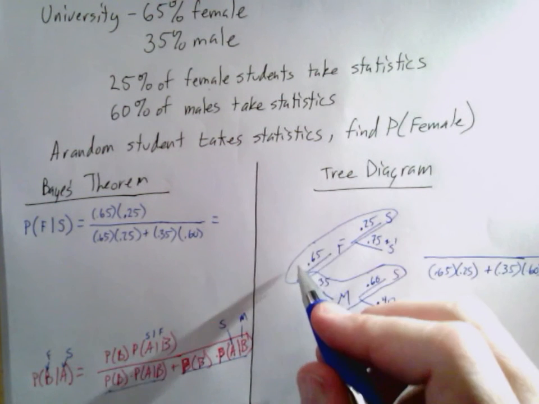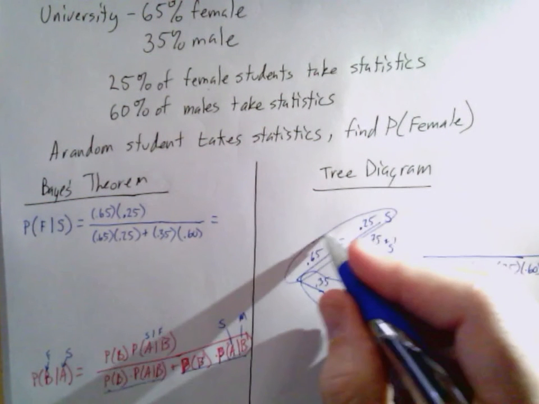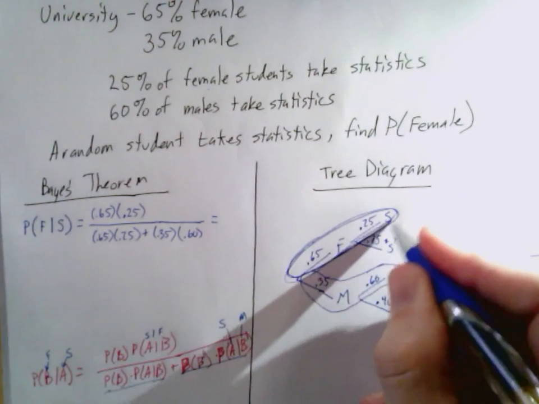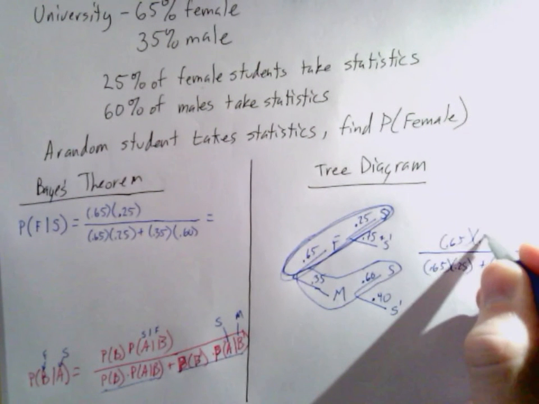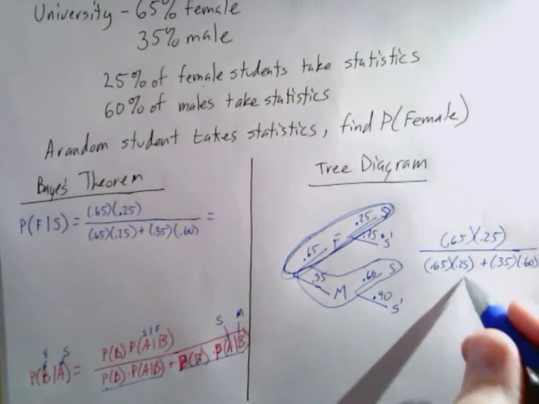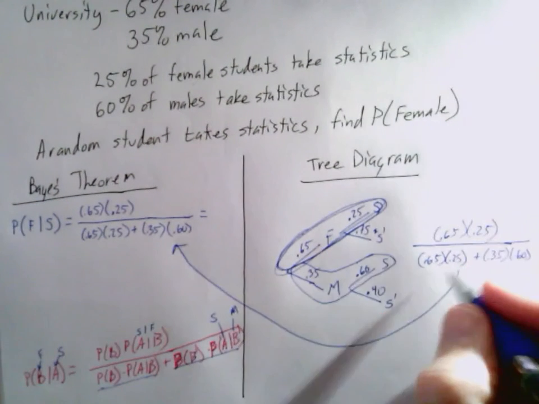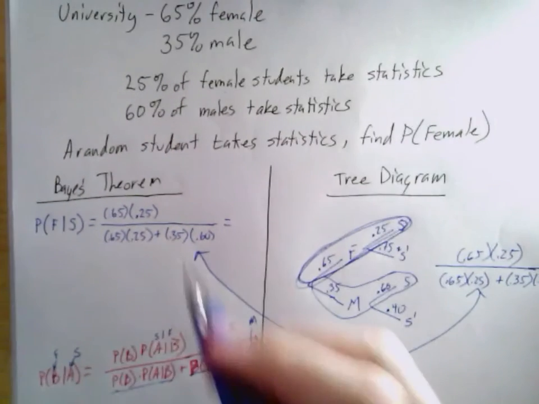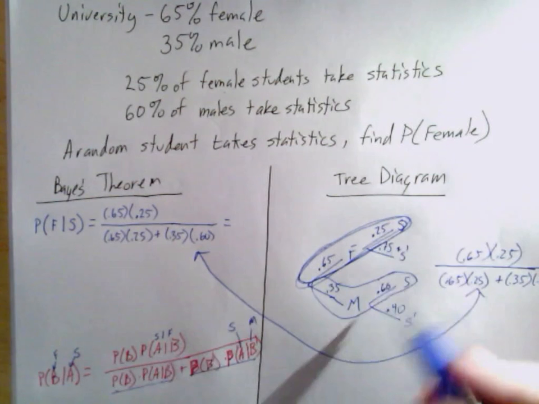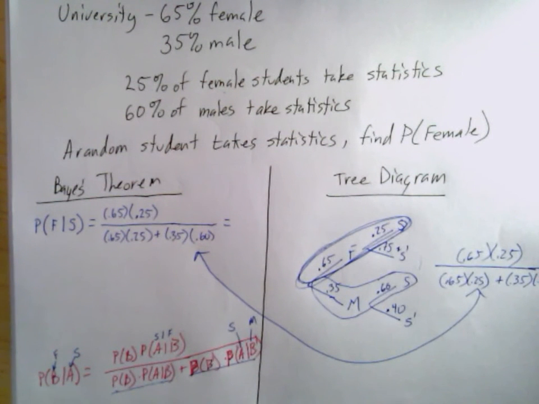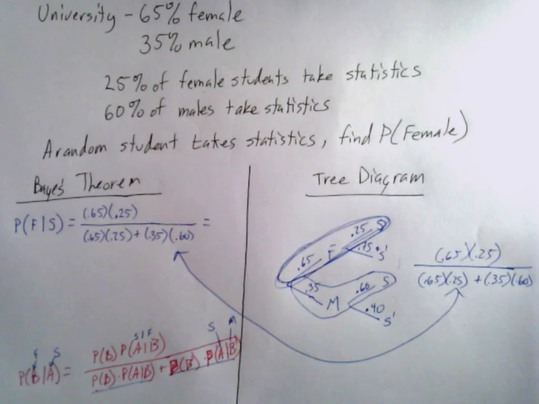So females taking statistics is just this top one right here, which would be 0.65 times 0.25, which you'll notice is exactly the same thing that we wrote over there. In one, we use the formula and the notation that we have for probabilities, and the other one we built using a tree diagram. So we get the same thing either way. They're just slightly different ways to think about it and approach it. That's it.